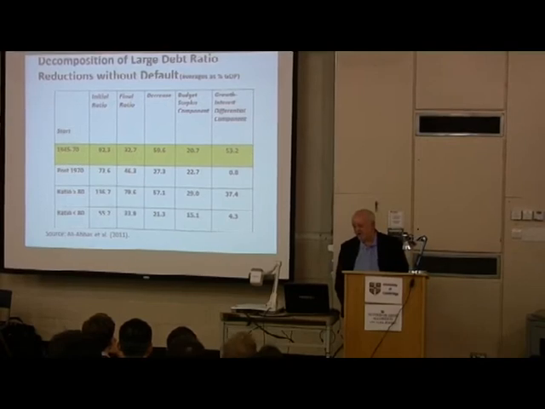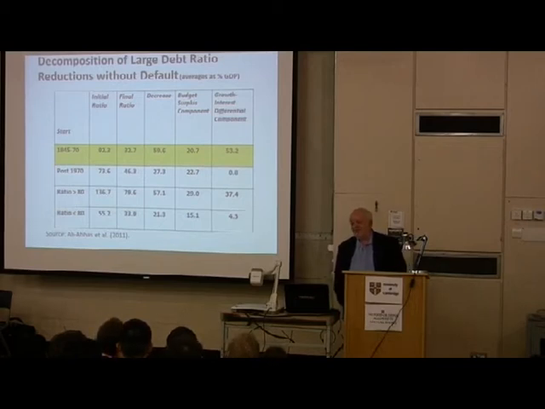Again, for debt ratio reductions starting from high numbers, that would be the third row on the chart. Again, the interest rate, growth rate differential plays quite a large part in the story.